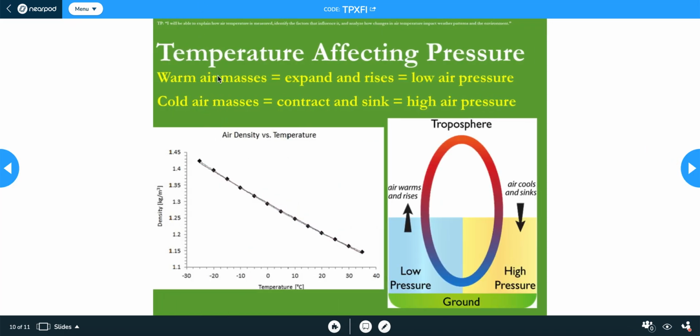All right, a few more things here. All right, so we have warm air masses expand and rise. Because you're able to expand and rise, rising air masses will have a lower pressure. Right, there's less pressure exerted on the Earth when you have air masses that rise. Right, and cold air masses contract and sink, higher air pressure. All right, so when air masses get cool and sink, it's exerting a greater force on the Earth's surface, giving you a higher pressure on the ground.